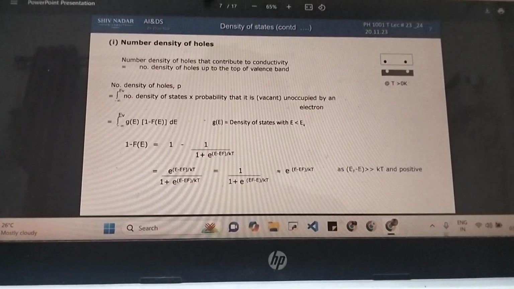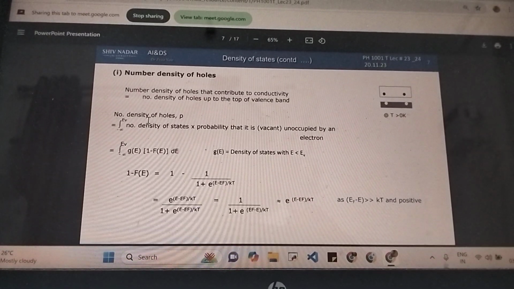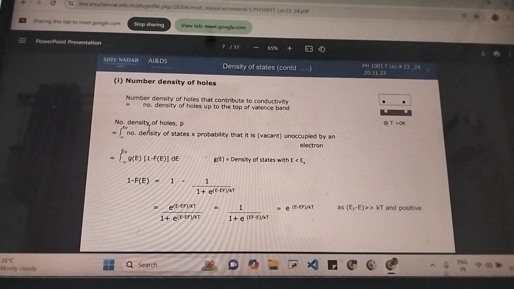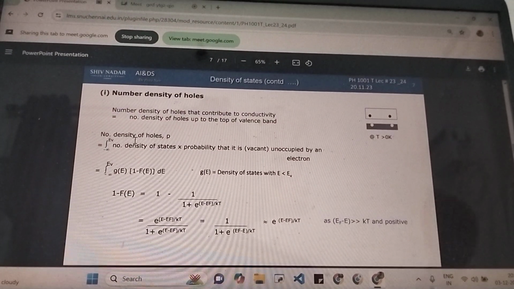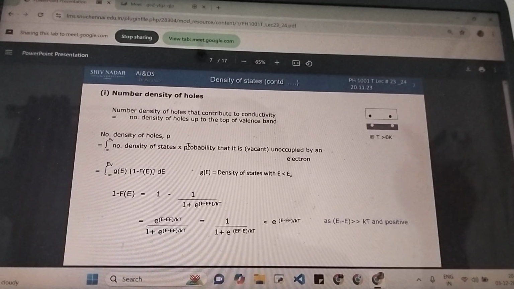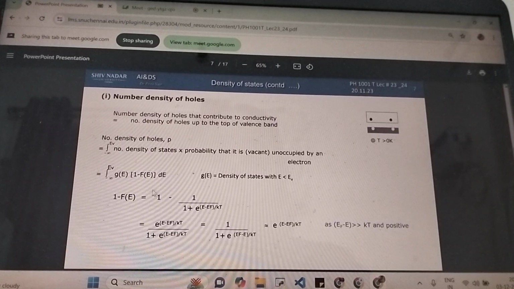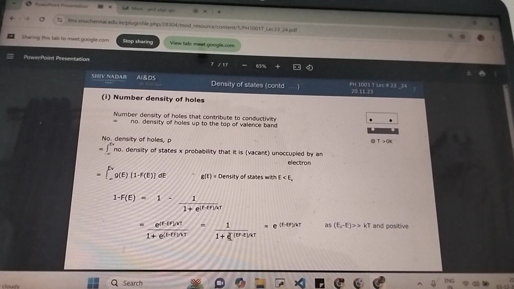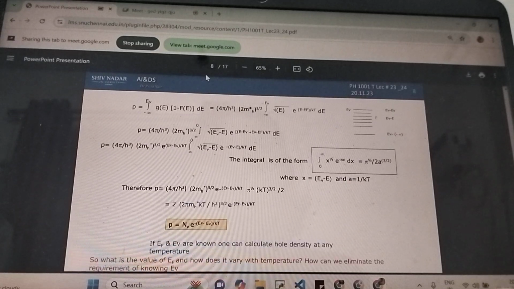Let's quickly recap this derivation. We wanted to find the number of holes in the valence band. From minus infinity to EV, which is the top of the valence band, we find how many allowed states there are and the probability that they are vacant: g(E) times 1 minus f(E). We first computed 1 minus f(E): we took the LCM and added, then we dropped the 1. This is what we get.